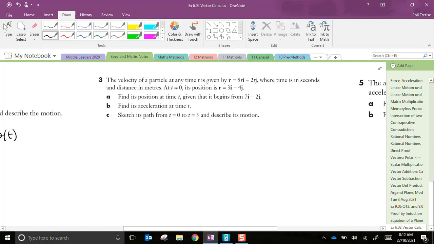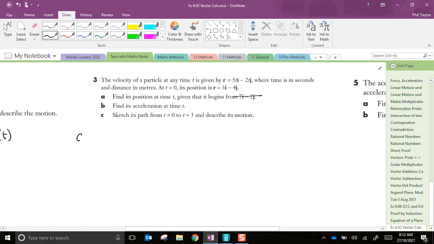Now they tell us when t equals 0, the position vector is here. This would be the original position, r naught. Find the position at time t, given that it begins from, well, now that's contradicting the previous line, isn't it? How can it be at this position when t equals 0, and how can it be at some different position? I'm going to ignore that as if it's some sort of a horrible mistake and go with what was in the original stimulus for the question. There's definitely a problem with this question, the fact that the particle seems to start in 2 different places. That's physically impossible.